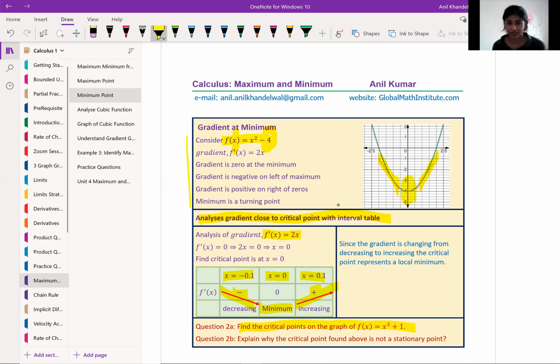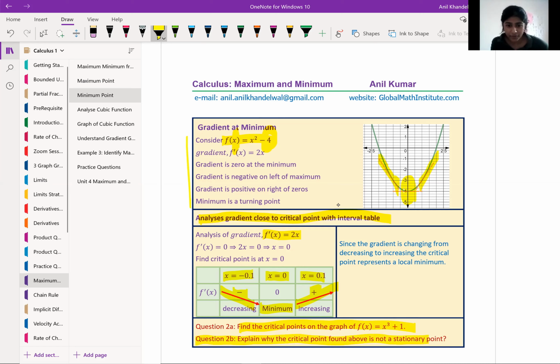At x equals 0, it is 3x squared. That means if you take a point negative or positive, x squared will make it positive. So it is positive and positive, and therefore the gradient is not changing its sign, right? And therefore, we don't have either a maximum or a minimum at this particular point, correct? Now, I'd like you to read question number 2p and answer that particular question.